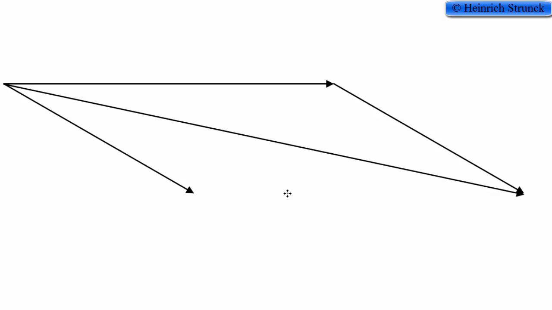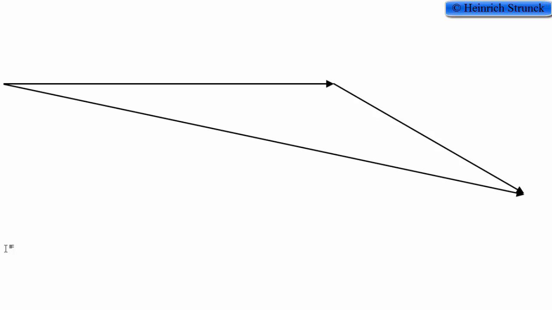We can delete these two vectors if we don't want to have them. Then we can see graphically, by using vectors, that the sum of 45 plus 30 at an angle of negative 30 degrees is 75 at an angle of negative 11.9.